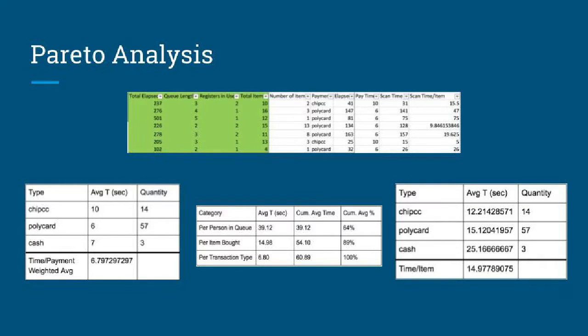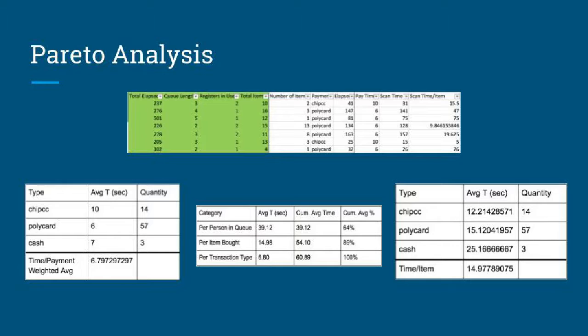In our Pareto analysis, we decided to focus on 3 causes: number of people in the queue, number of items bought, and transaction type. First, we isolated each transaction by the number of items, payment, and total time elapsed. From our data collection, we observed that the average time spent on the payment was different for each payment type. Specifically, using a credit card chip took 10 seconds, a polycard 6 seconds, and paying with cash took 7 seconds. The weighted average was then calculated and used for the Pareto analysis.